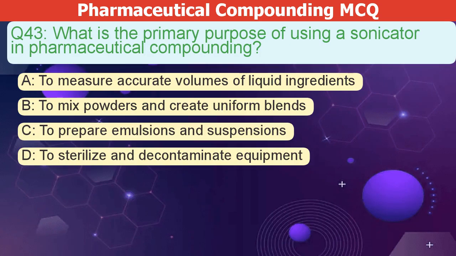What is the primary purpose of using a sonicator in pharmaceutical compounding? A. To measure accurate volumes of liquid ingredients. B. To mix powders and create uniform blends. C. To prepare emulsions and suspensions. D. To sterilize and decontaminate equipment.